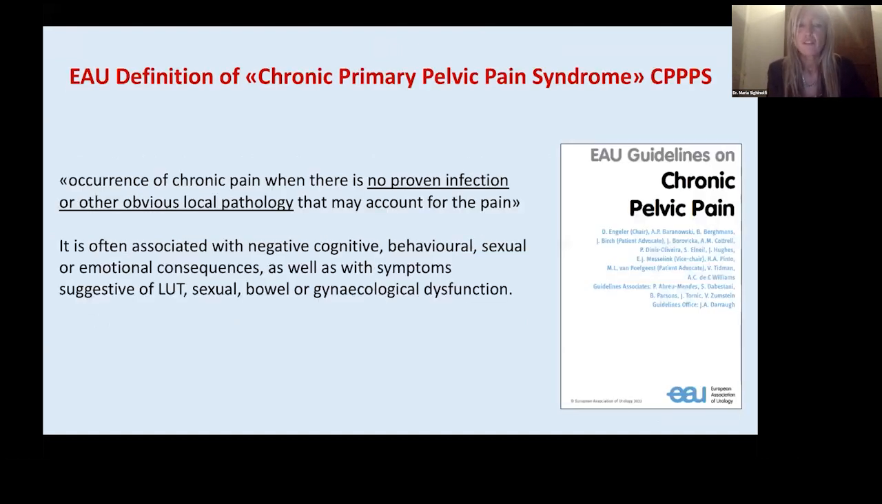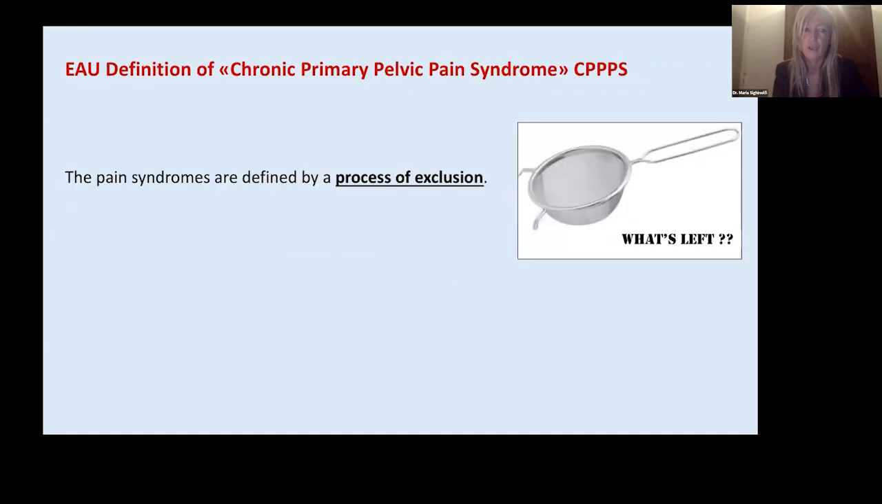So how is the chronic pelvic pain syndrome defined by EAU? It is defined as the occurrence of chronic pain when there is no proven infection or other obvious local pathology that may account for that pain. And it is often associated with negative cognitive, behavioral, sexual, or emotional consequences, and also with symptoms suggestive, for example, of lower urinary tract symptoms, but also sexual symptoms, bowel, or gynecological dysfunction.